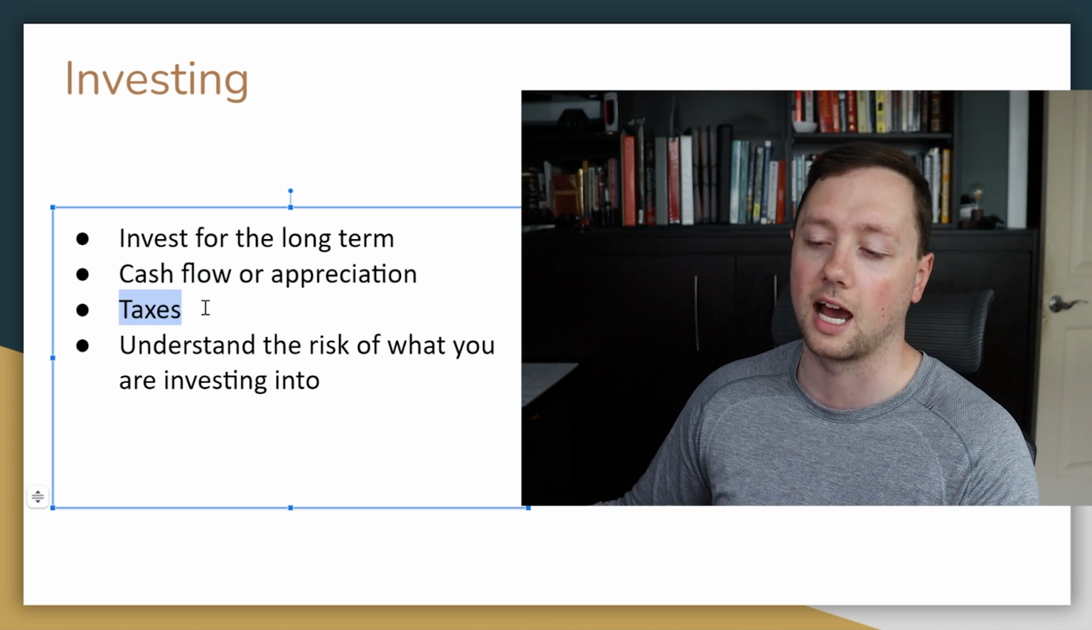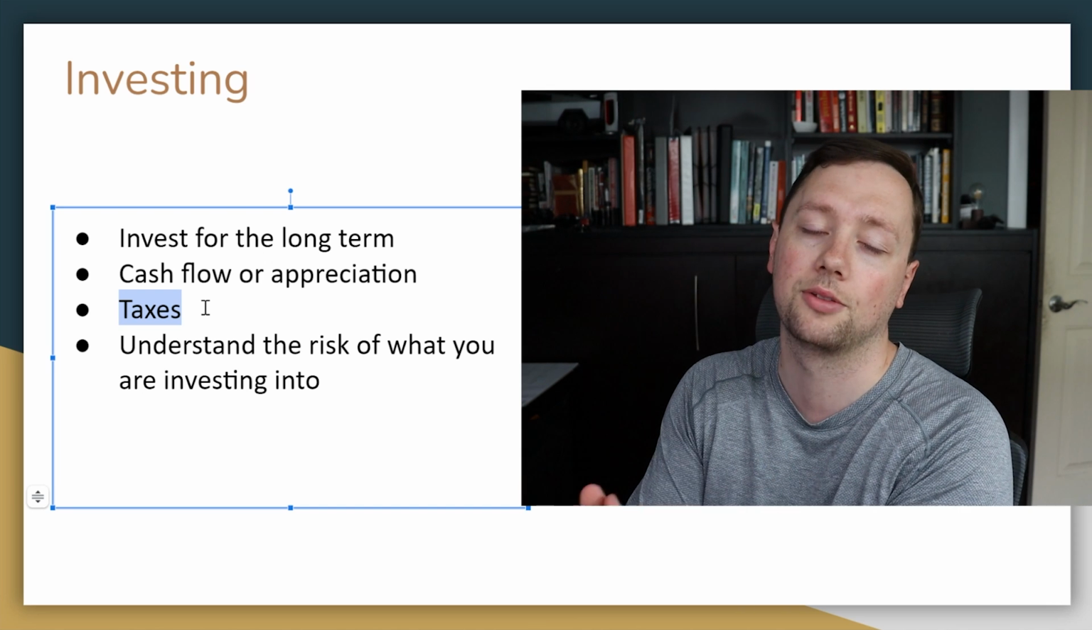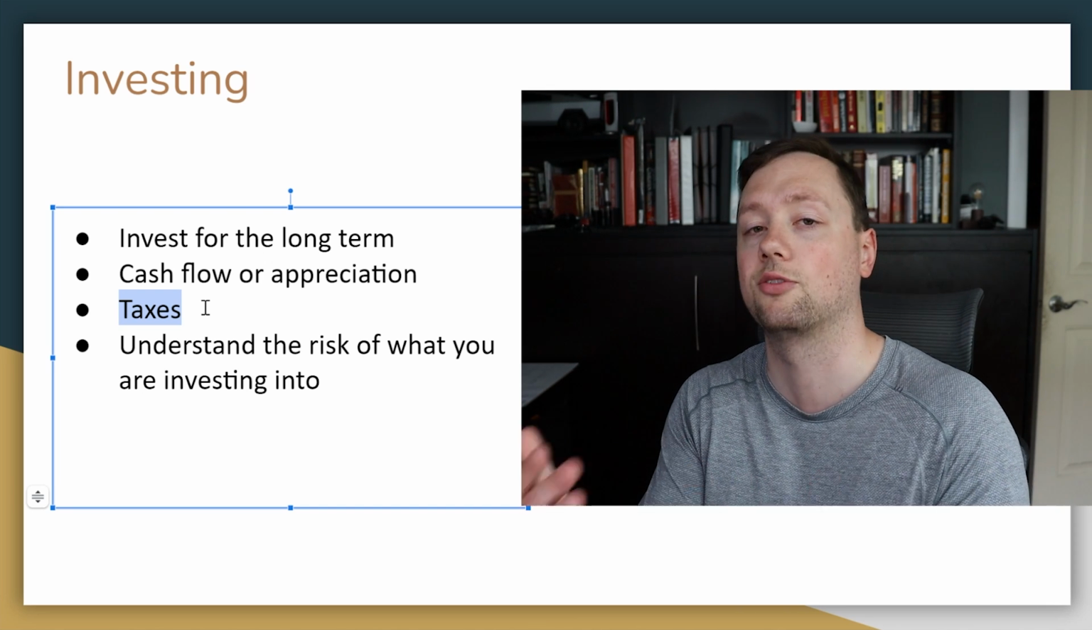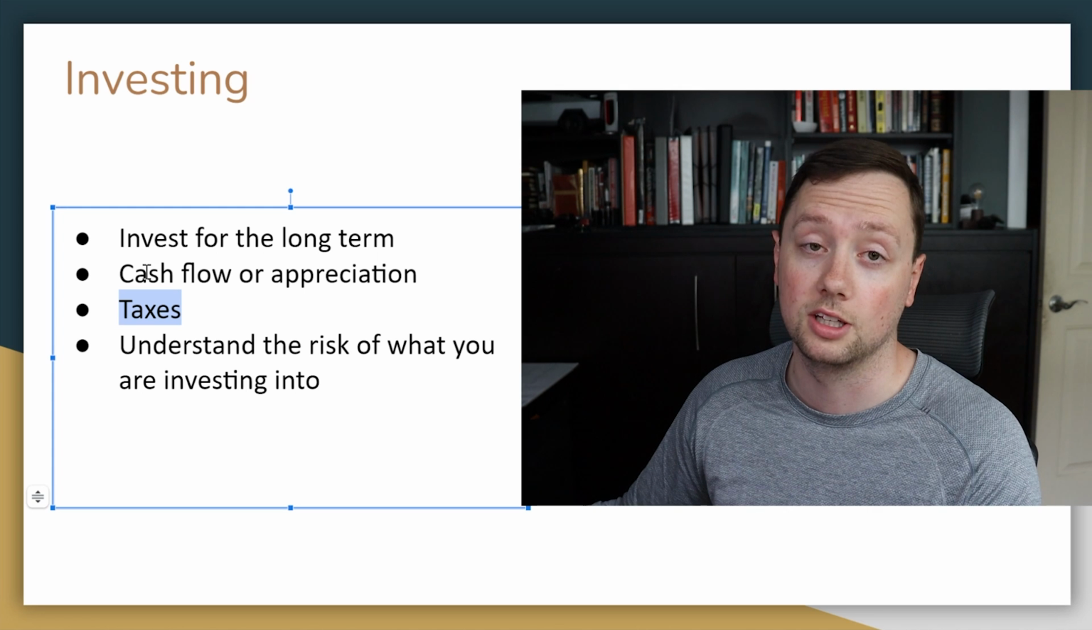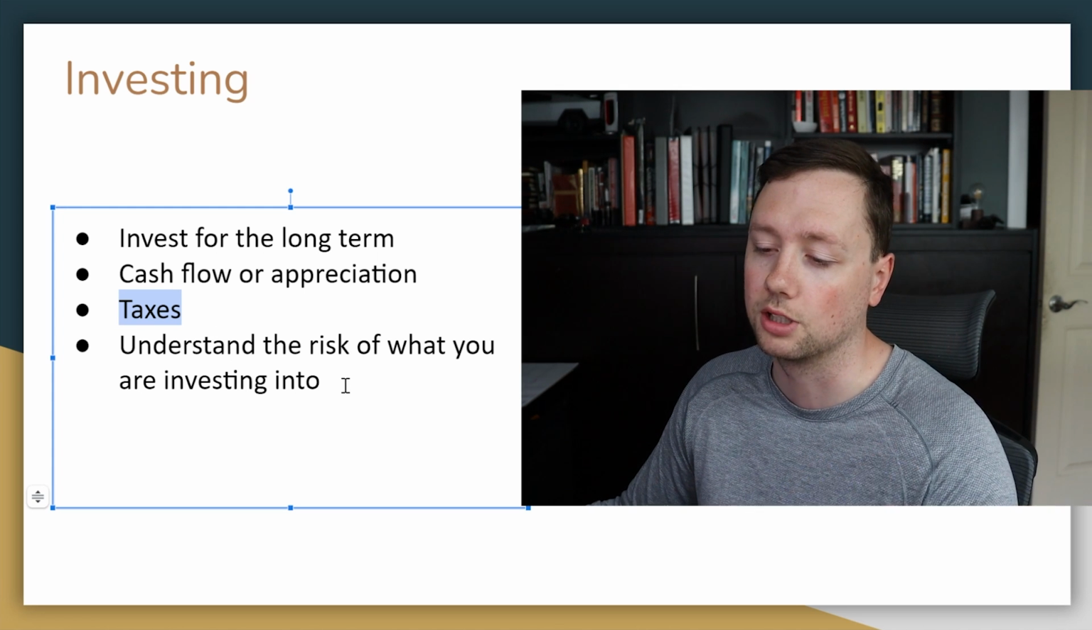Then I would focus on taxes. How can you open the account that is going to give you the best tax advantage? So definitely do some research, especially if you're in the USA. You have a couple more options than we do here in Canada.